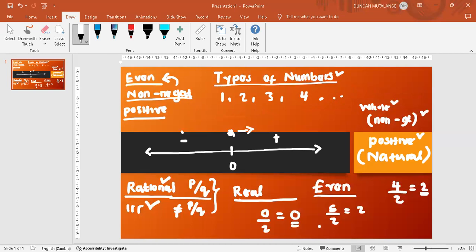For example, we looked at 5. We can talk about 3. You can talk about 7. All numbers that 2 cannot go into are called odd numbers.